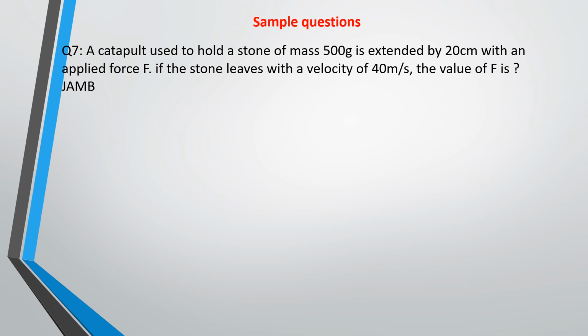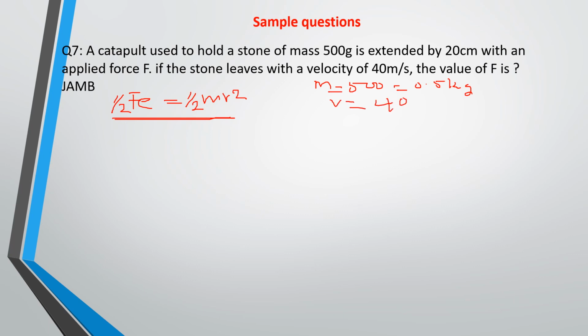Okay, so work done, which is given from the equation we derived before, work done is equal to kinetic energy gained by the stone. So here you are given mass to be 500 gram, which is equal to 0.5 kg. You are given velocity to be equal to 40 meters per second, and extension is given to you to be 20 centimeters, which is equal to 0.2 meters.